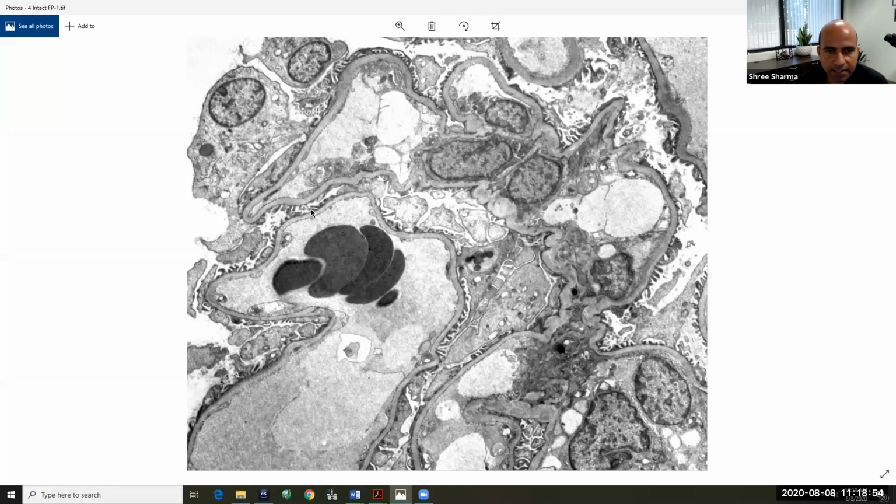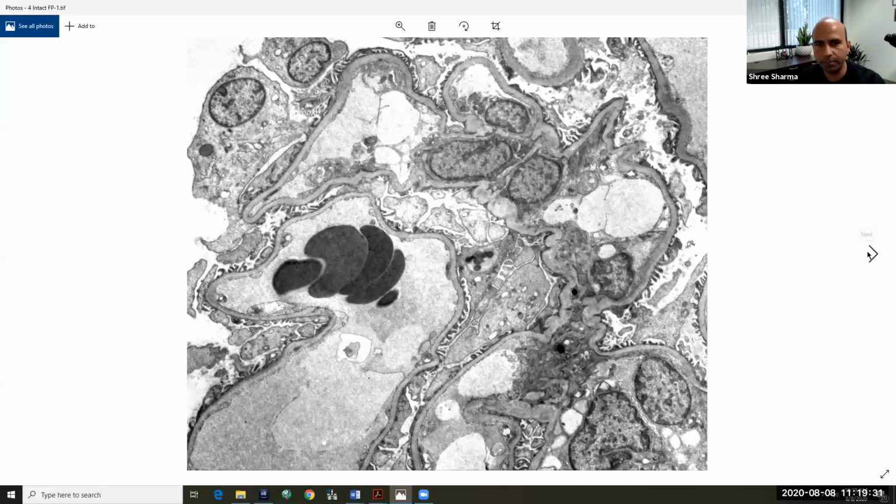See those processes which are standing on their own? Those are the normal foot processes, okay? Focally, you might not end up seeing those processes standing. Like over here, you cannot see them. They are almost flattened. They are effaced over here. In contrast, you can see the processes standing over here. This is normal. When you see those foot processes standing like a row of pillars, that is normal. Effacement is abnormal, okay?